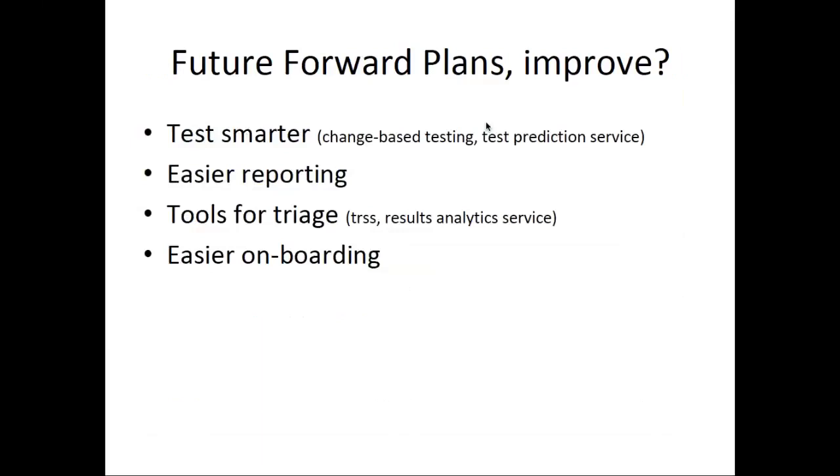And a test prediction service. Knowing that more bugs typically happen in source files that are changed more often, we can monitor activity and weight the testing to the places where defects are more likely to occur. We want easier reporting, so we're creating some tools for that. We also want to lower the cost of triaging, and we have created a few tools to make that a little bit easier, and we're going to be expanding or refining some of that.